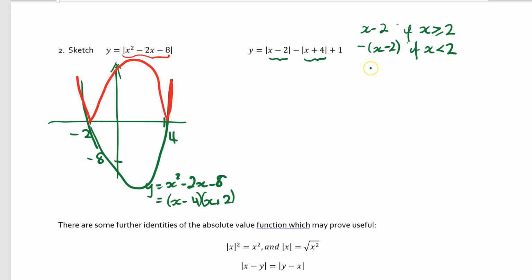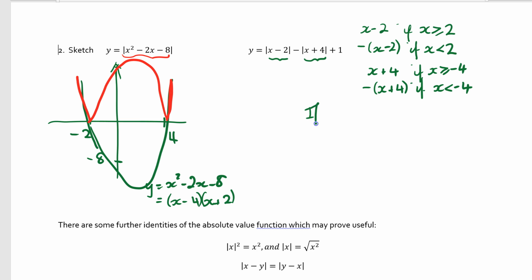If we move on to this one, again, if what's in there is positive, then we just take it as is. And that occurs if x plus 4 is positive, which means x is greater than or equal to negative 4. And if what's in the absolute value signs is negative, we take the negative of it. And that happens if x is less than negative 4. So there's something that happens over this range here. And really we've got three possibilities to work with.